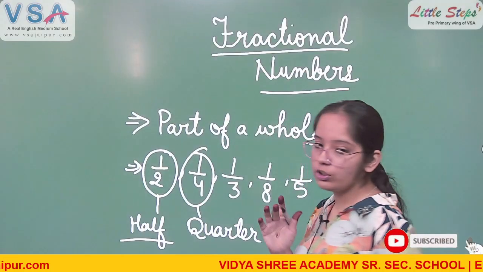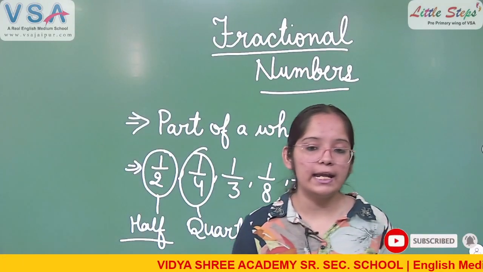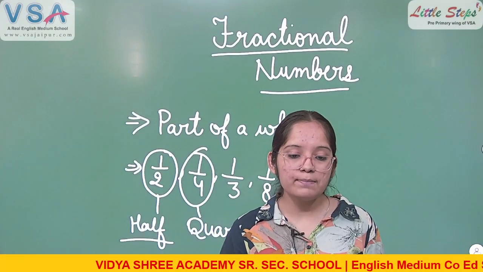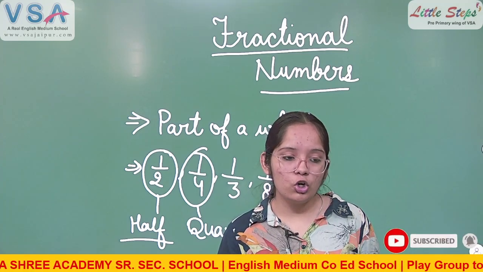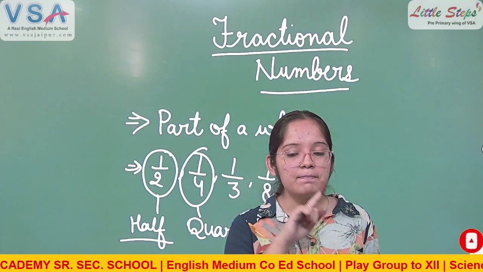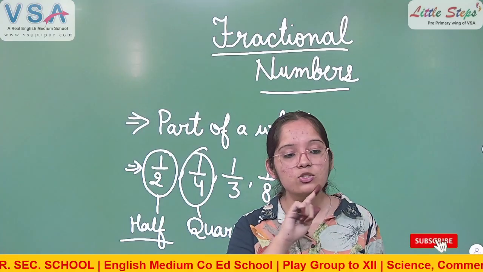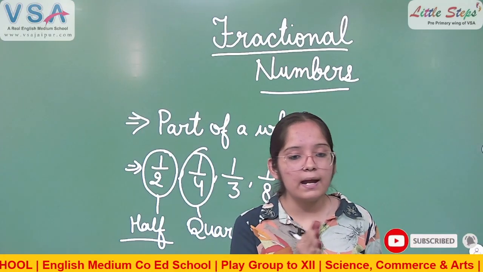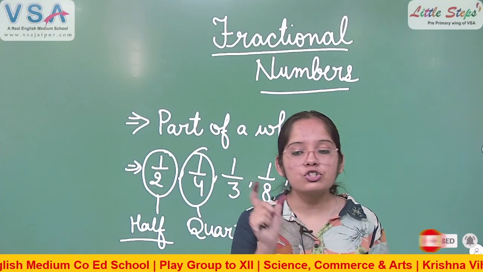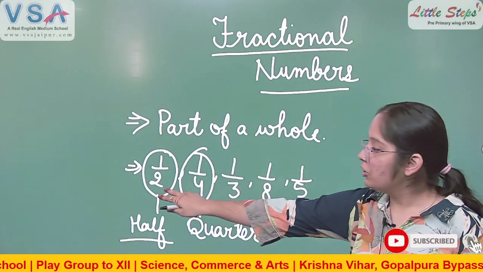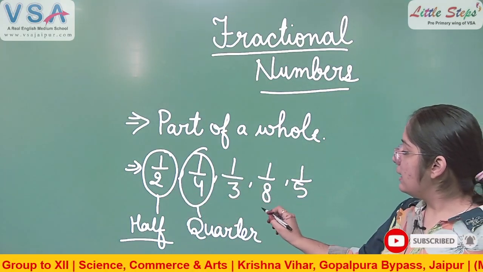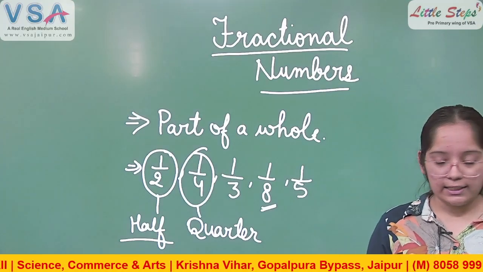The total number of parts into which we divide any circle comes in the upper part or the lower part? Lower part. Whatever whole we divide into parts, the total number of parts comes in the lower part. Now see, this is 1 upon 8.